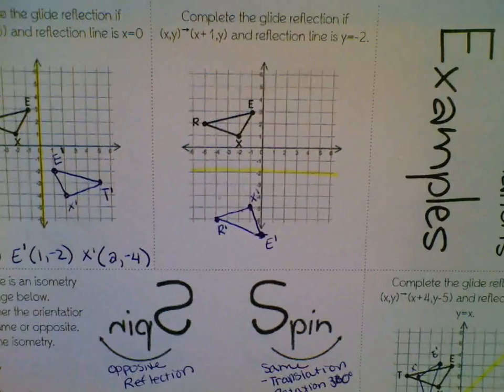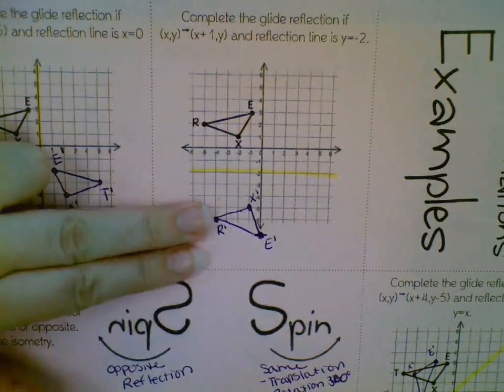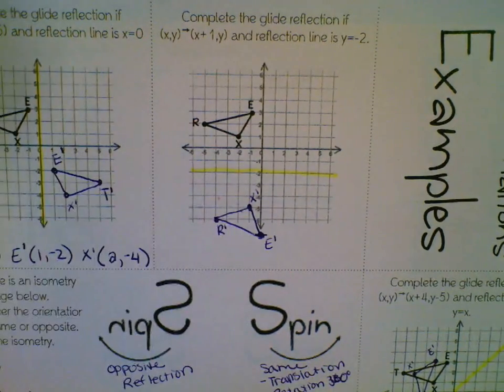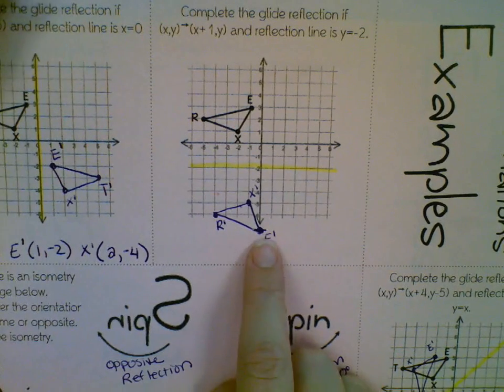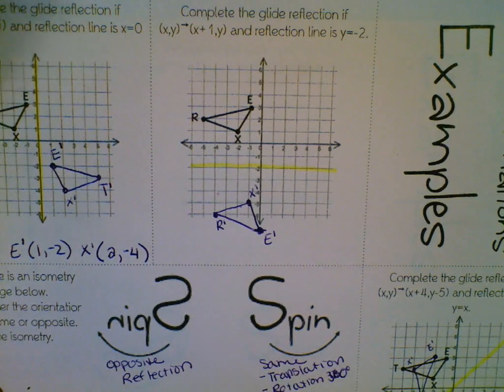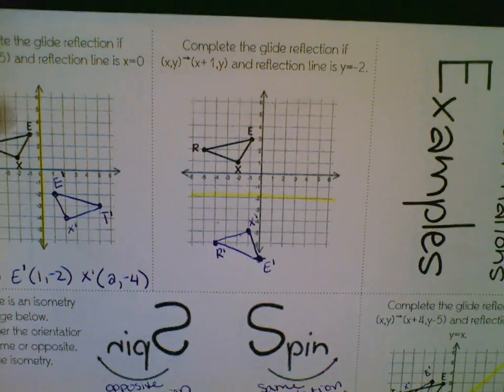Okay, so here's what we got. So I reflected, and then I slid it over 1. So that would be where our final answer is. I had to add a point to make E fit. There wasn't enough points on our graph.